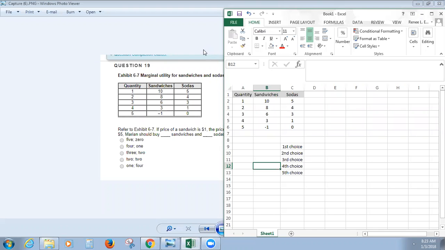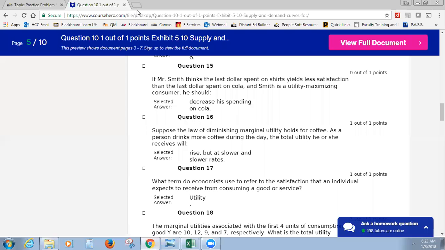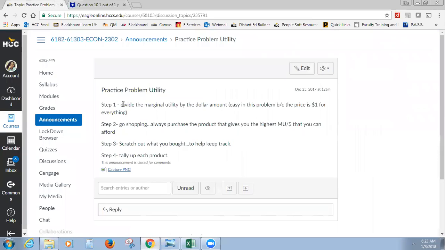All right, so in this problem, looking at marginal utility, I think I sent out some steps. I wanted you to take the very first step, right? Divide the marginal utility by the dollar amount. In this problem, they tell us that the dollar amount is 1. We have columns that give us the marginal utility.